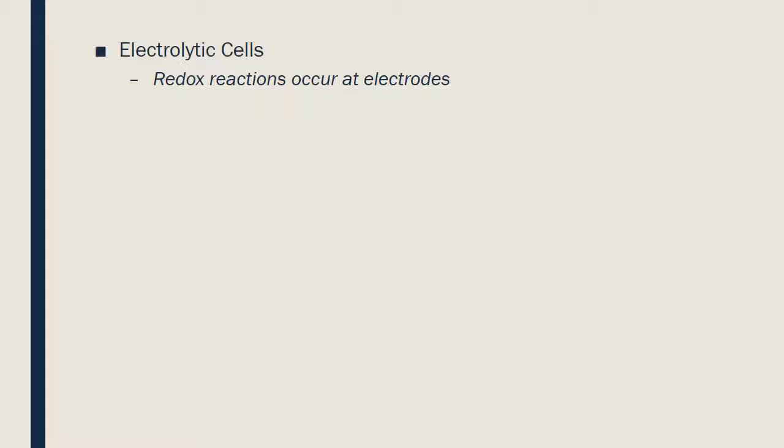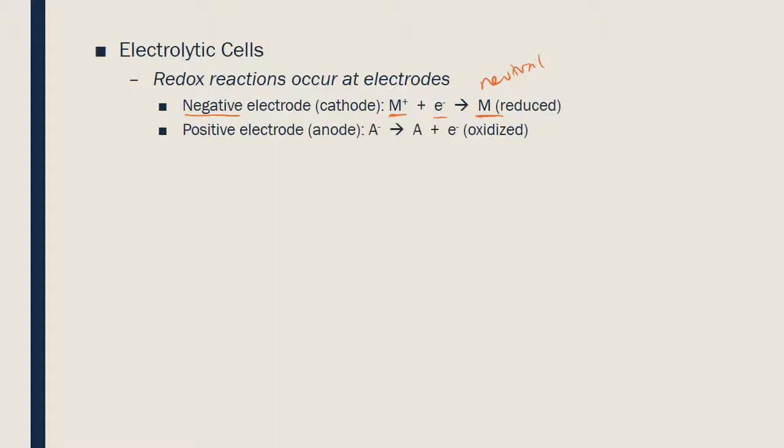So just like in voltaic cells, the redox reactions do occur at the electrodes. The negative electrode, the cathode, is where your metal, your positive cation, is going to be accepting an electron from that electrode to create a neutral element. And because it accepted the electron, it is reduced, right? So that electrode is negative because it's taking electrons from the external wire. And those electrons are now being made available to the positive cations in order to make them neutral.